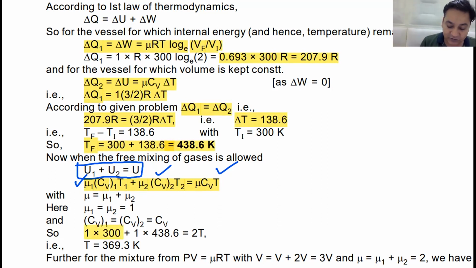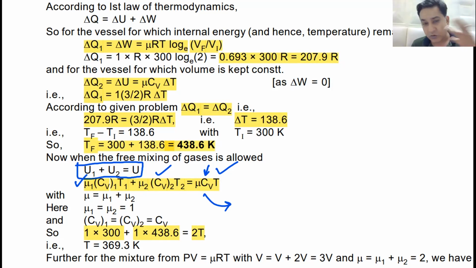One of the gases was at temperature 300. The other gas has now come to a changed temperature of 438.6. That must be equal to total number of moles into CV into T. CV is same for all the three gases. If one was monatomic and the other one was diatomic, then you will have to use the new CV of this mixture. Do you get my point? But here both the gases are monatomic, so the CV will remain same.